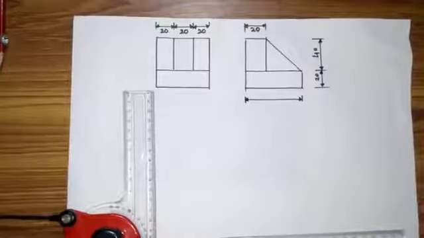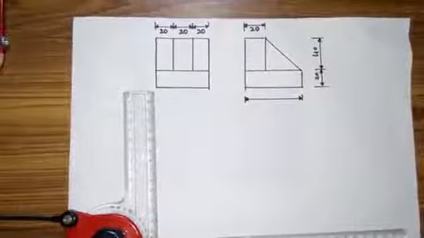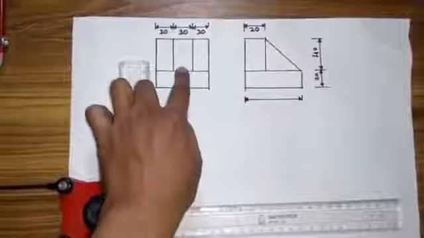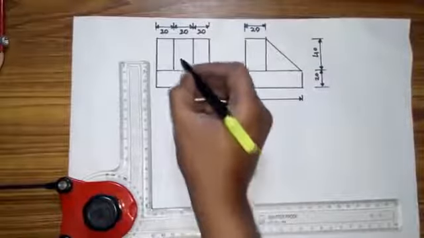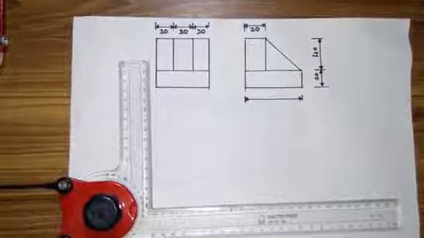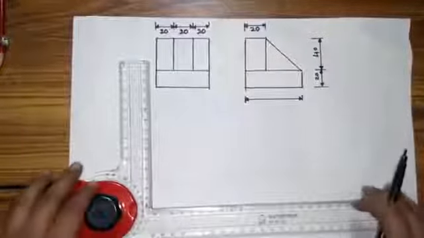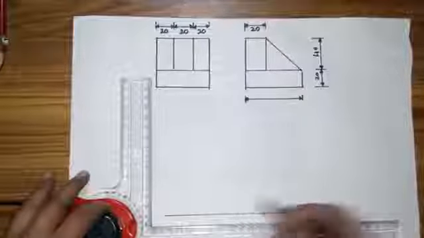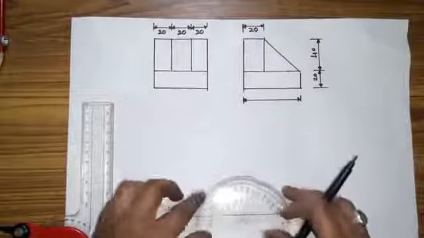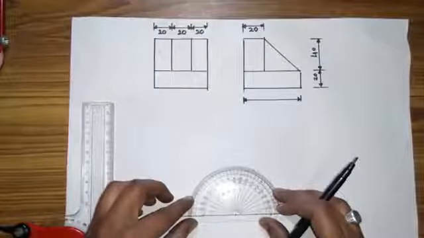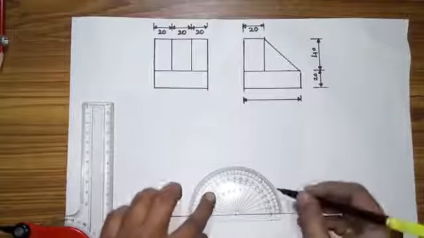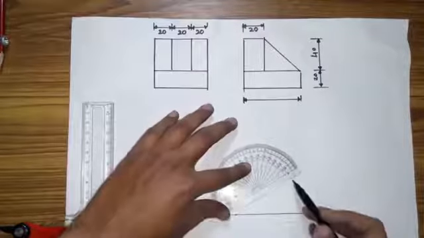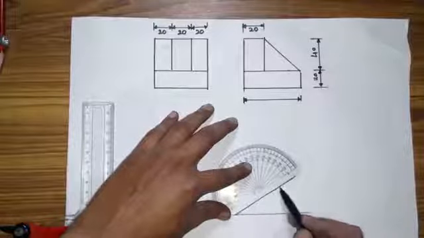Okay boys, this problem is of isometric projection. To draw the isometric projection of this front view and side view, this is the front view and this is the side view. To draw this figure in isometric projection, take an imaginary line, put a dot, and with the help of a protractor, take a 30-degree angle here and here and make imaginary lines like this.